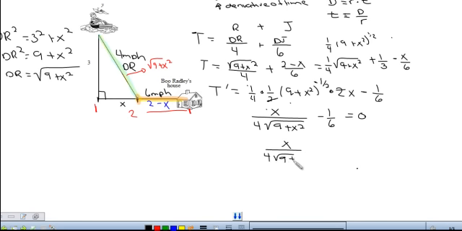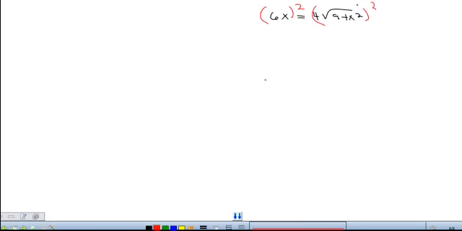And if I add 1/6 to both sides, I'm going to go ahead and cross multiply. And then I can take the square of both sides to get rid of the square root. So I get 36x squared equals 16 times (9 plus x squared).